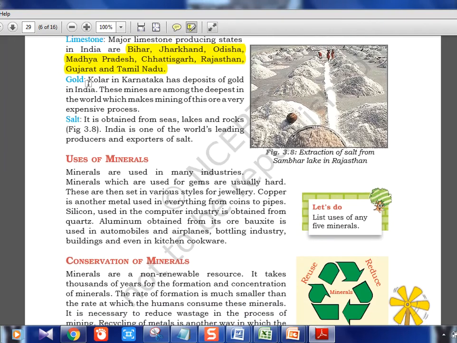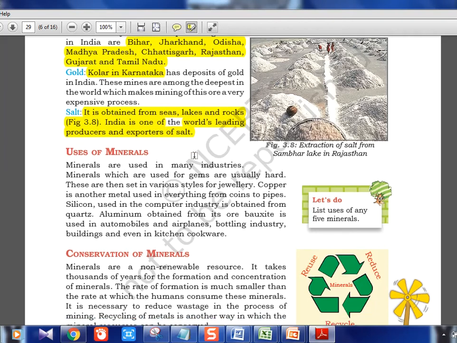Gold, Kolar in Karnataka. These kind of gold or uranium, thorium, these kind of things, please try to remember, because that has a possibility to be asked rather than the limestone or copper. Salt is available almost everywhere. India has a long coastline, you know. So world's leading producer and exporter. So mica and salt, India is the leading producer and exporter.